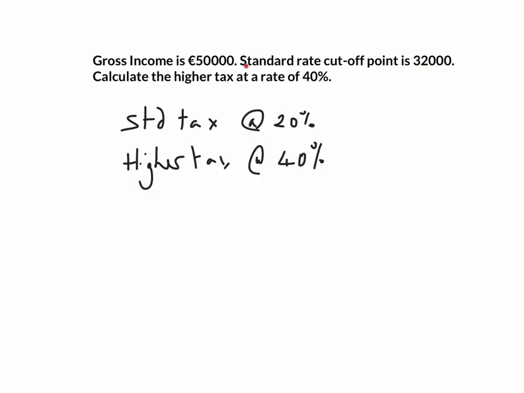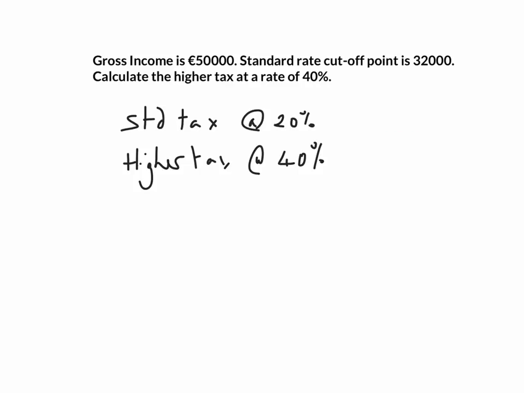So what does that mean? The standard rate cutoff point is a kind of limit. So if you earn more than that amount, you would pay just 20% on the first 32,000 that you earn. Anything that you earn more than that, you're going to have to pay at a higher rate, the 40% rate. But you definitely have to pay your 20% on this amount. So if you were working that out, you would multiply 20% by 32,000 and you get your answer here.